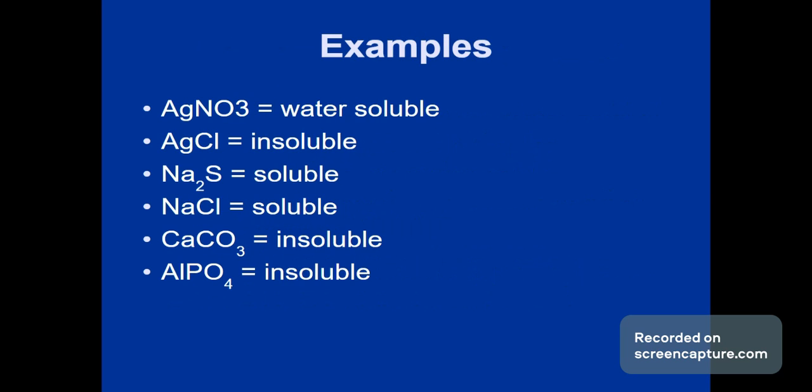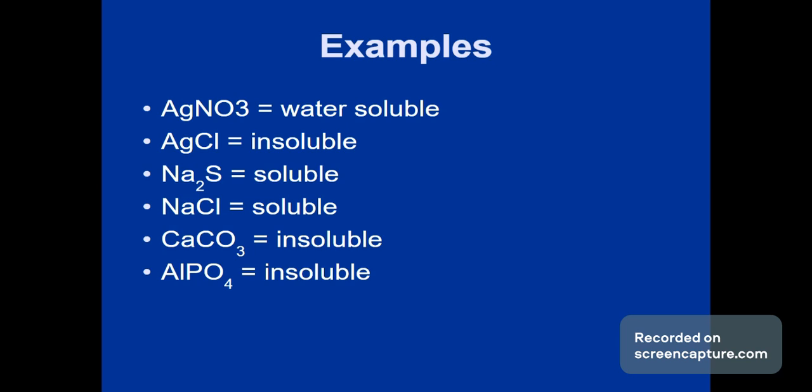Also, here are more examples of water solubility. We have silver nitrate, which is water soluble. You also have silver chloride, and you have Na2S, which is sodium sulfide, and then we have sodium chloride, soluble. And my apologies, silver chloride is not soluble; it's insoluble, just like calcium carbonate, CaCO3, is insoluble, and then aluminum phosphate, excuse me, is insoluble as well.